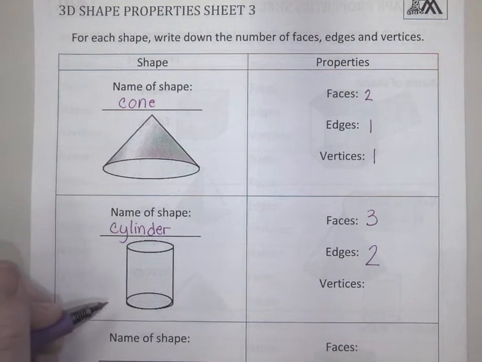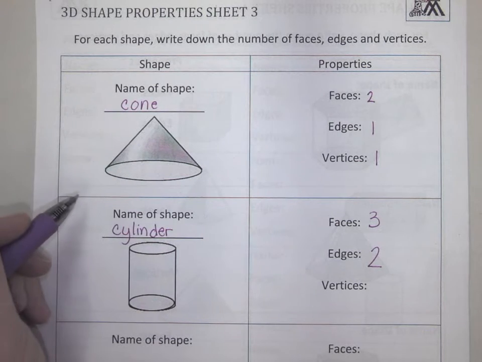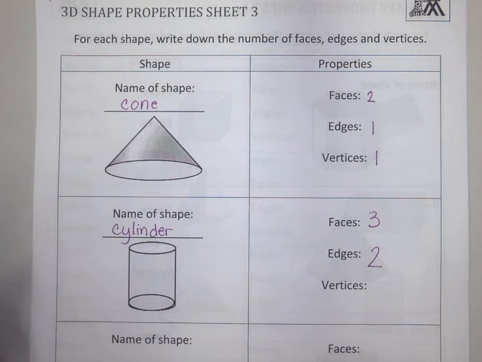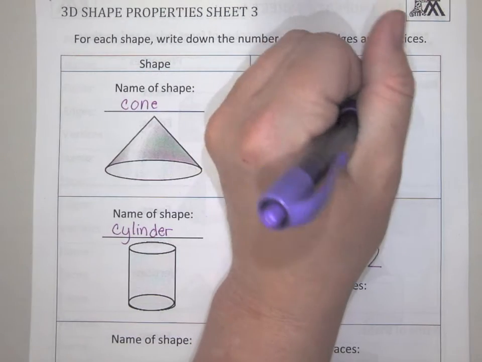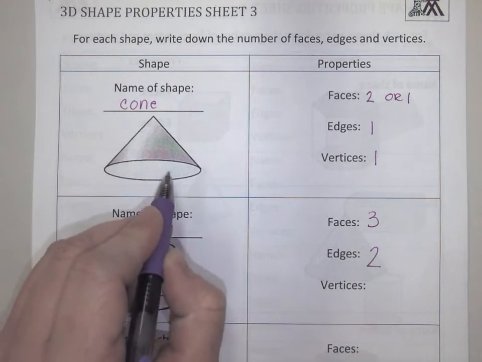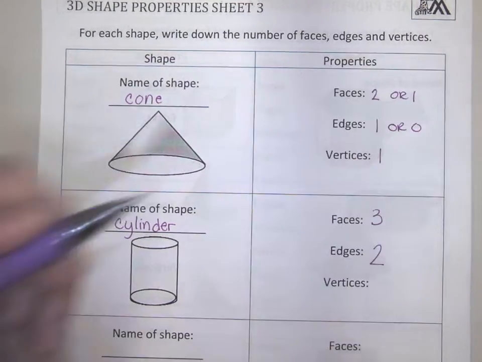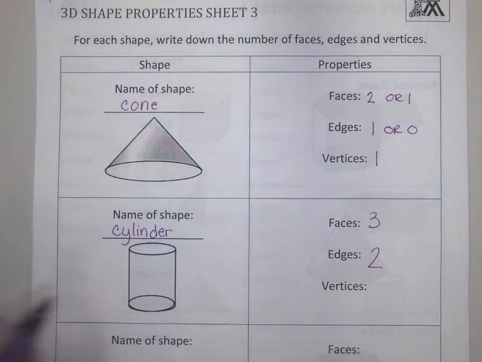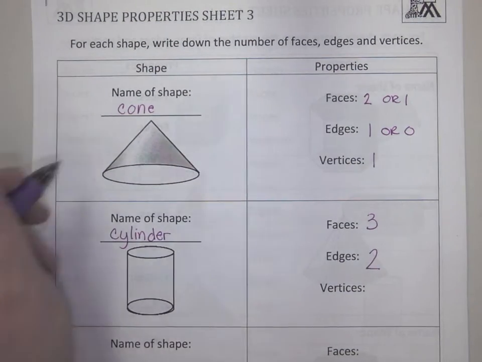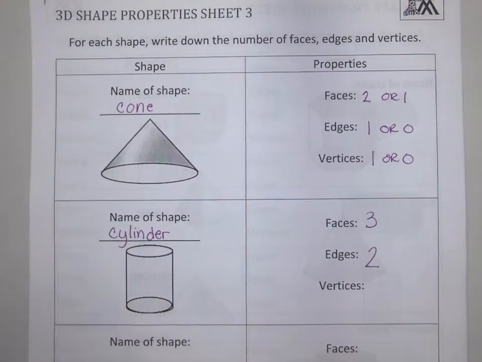For both cones and cylinders, sometimes people don't consider the base a face, so it could be 2 or 1. And then for edges, they don't always consider that spot an edge because they're not straight. So sometimes you'll see, right, none. There are no edges. And then same thing with the vertices. Because there are no edges, they don't always count this. So they might say 0. So you'll see both of those.